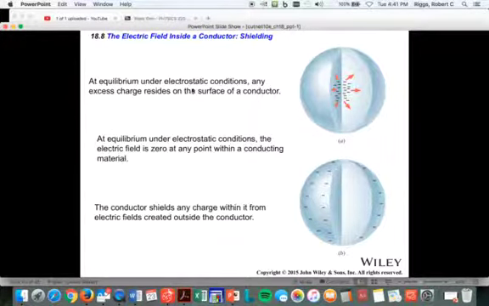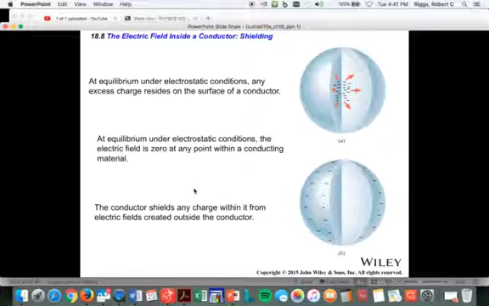Okay, so at equilibrium under electrostatic conditions, any excess charge resides on the surface of the conductor. So if I were able to inject a bunch of negative charge in here, they'd all come out, just like on the John Travolta thing. They'd come and hang out on the outside. Okay. The electric field inside here is 0. Okay, because remember, the electric field on the inside there is 0.